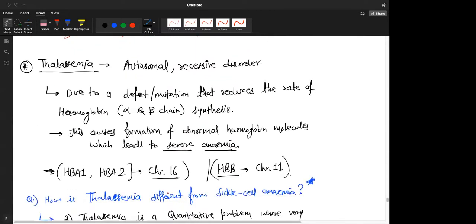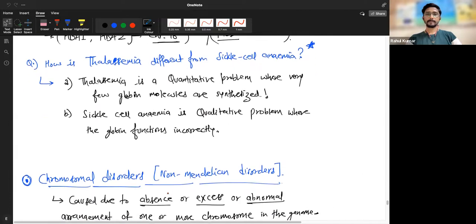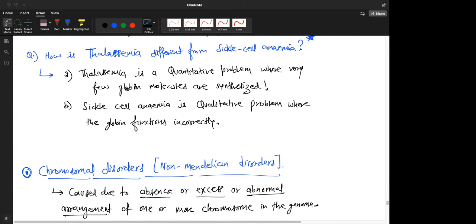Yes. Now come to thalassemia. Then we discussed thalassemia, which is also an autosomal recessive disorder, due to a mutation that reduces the rate of hemoglobin synthesis in both the alpha and beta chains. And thalassemia is different from sickle cell anemia. They're not the same thing. Thalassemia is a quantitative thing, whereas sickle cell depends on quality.